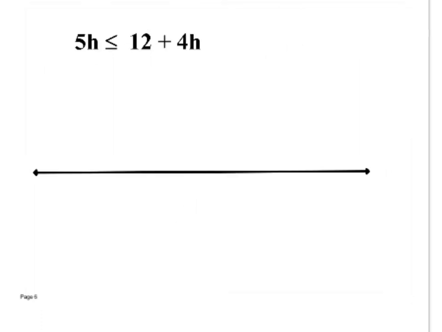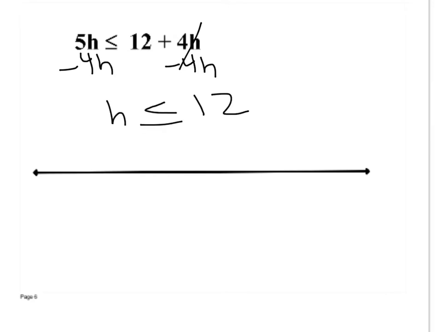Write this down. This is read as 5h is less than or equal to 12 plus 4h. So I want to get h on the same side, so I subtract 4h. This gives me h is less than or equal to 12. So to graph it, I put 12 on the number line. h is anything less than that. h is less than or equal to 12, so it's a closed circle around 12.